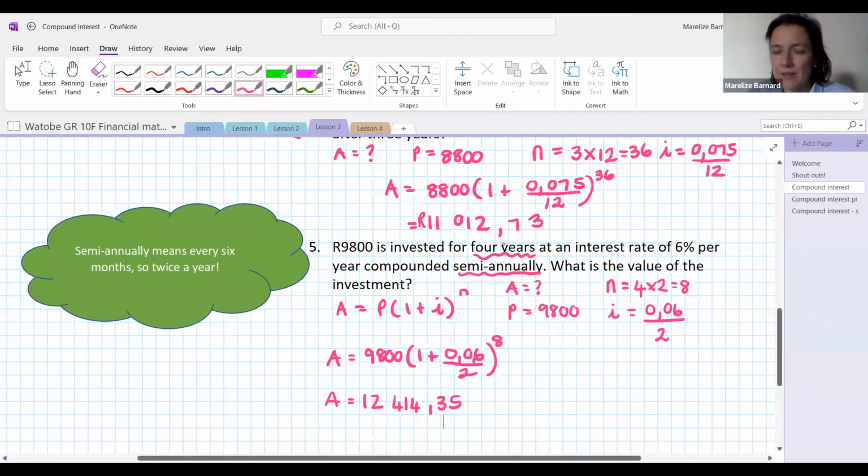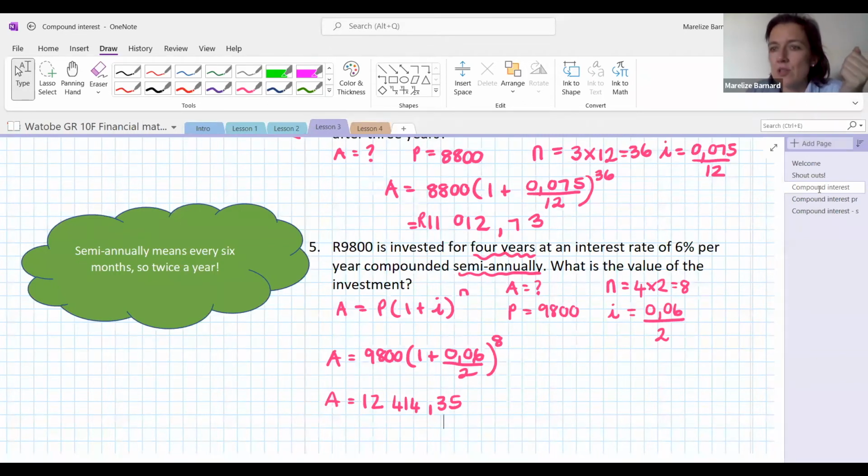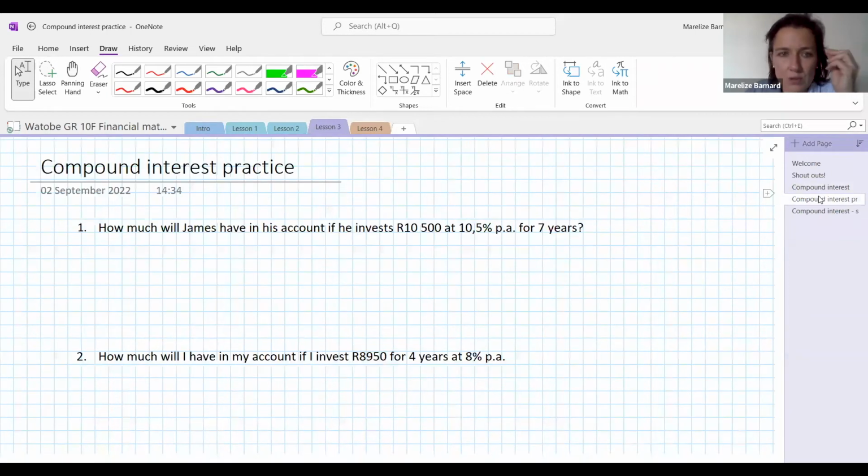Right. So that's our different time periods that we can have when we're doing compound interest: annually, semi-annually, quarterly, monthly. Okay, so let's practice some more.